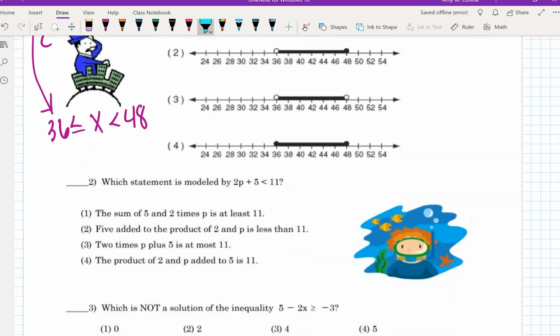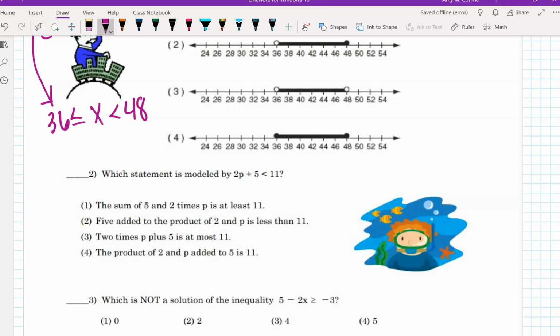So then I want you to go ahead and do number 2 on your own. You need to choose an answer choice that is modeling this statement. So go ahead and do that now.